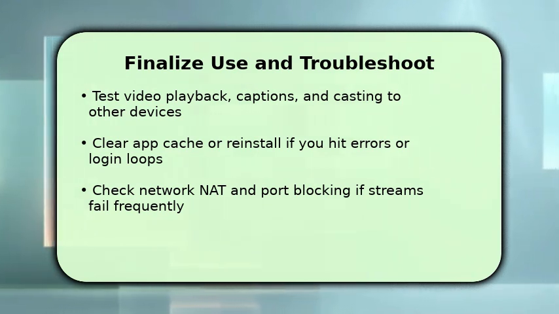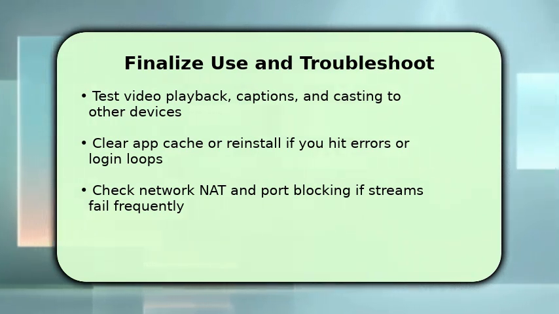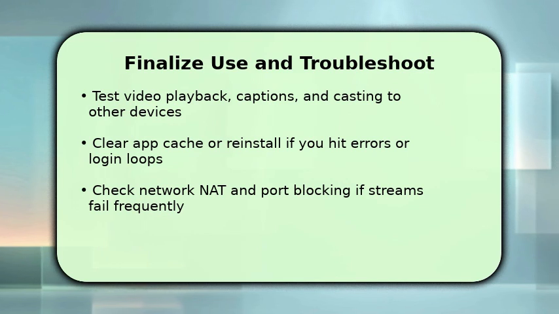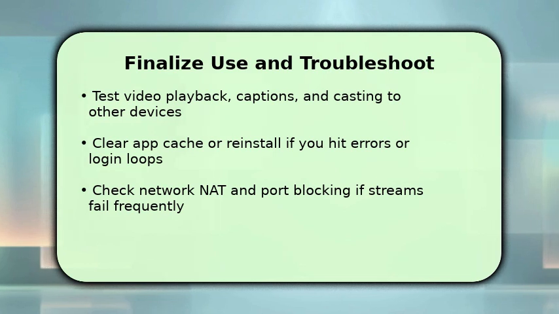Finally, if streams still fail, check your network for strict NAT, VPN interference, or ISP port blocks. These block adaptive streaming. A quick troubleshooting step: toggling airplane mode, then reconnecting often renews.